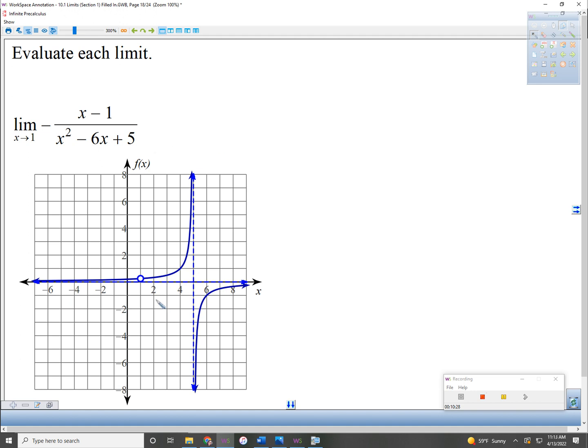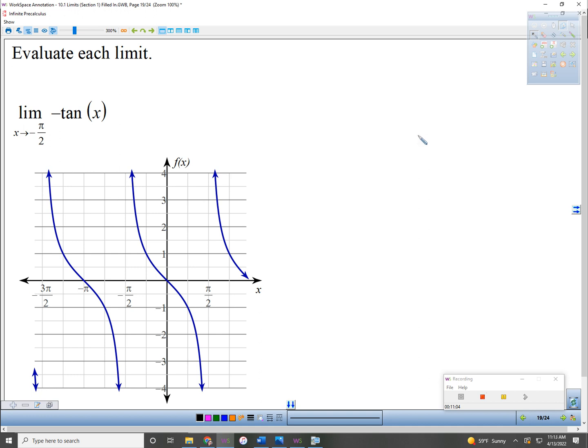All right, so as we approach 1, so this location right here, as my x values get closer and closer to 1, my y values are approaching this right here, which is 1/4, and that is happening on both sides. So the limit as x approaches 1 of the function negative x minus 1 over x squared minus 6x plus 5 is equal to 1/4.